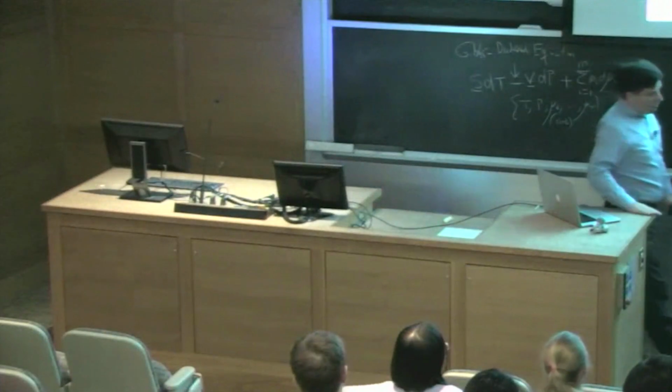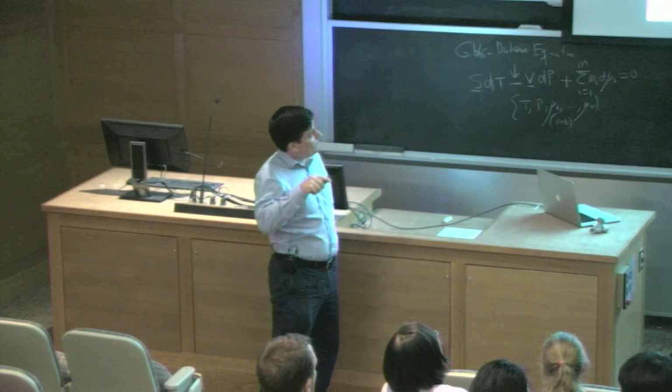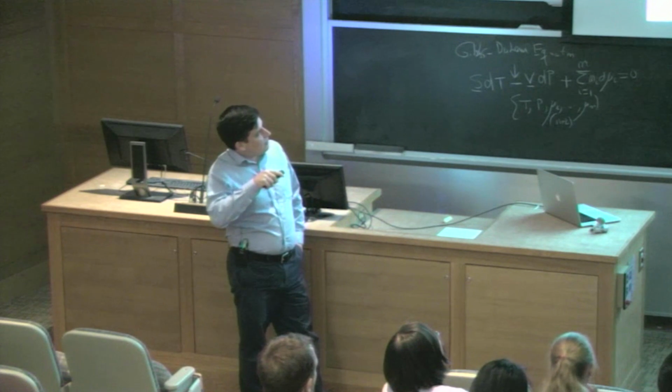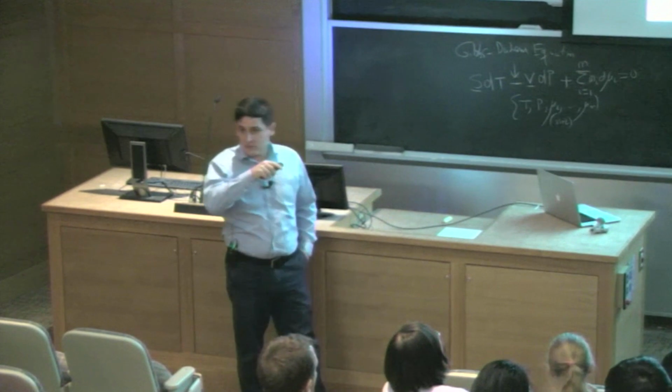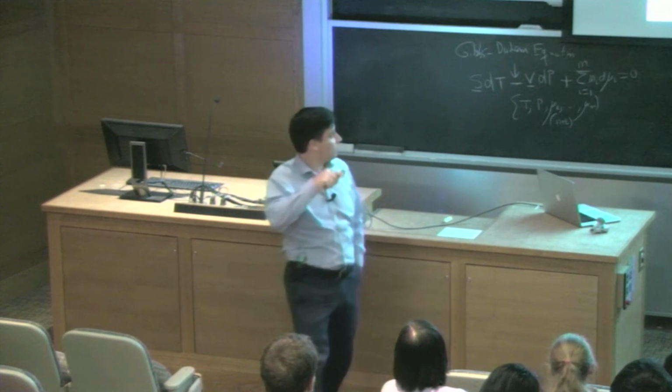Okay. Now, there are different types of DAEs that we talk about. There's one type that's called semi-explicit DAEs. In these types of differential algebraic equations, we can write them in the form M dx/dt equals f of x and t, with some initial condition. You say, well, this looks like an ODE-IVP. M is called the mass matrix. It may or may not be the case that M is invertible. M may or may not be a full rank matrix.